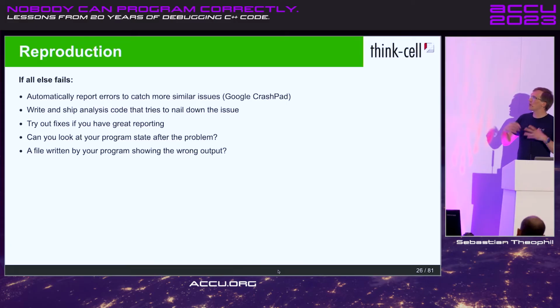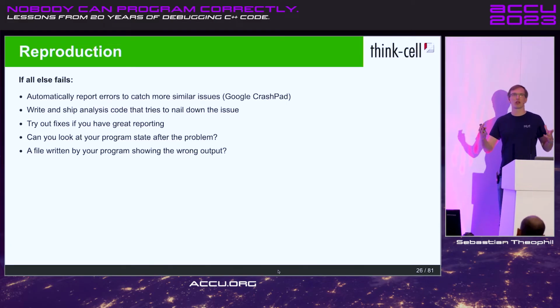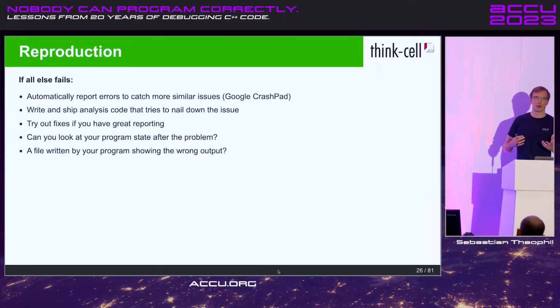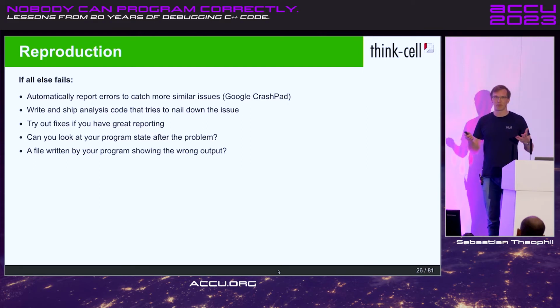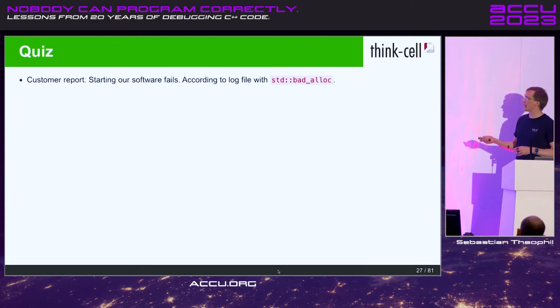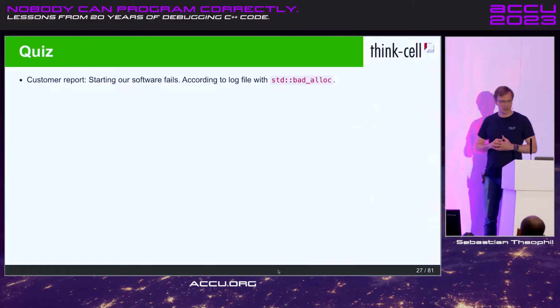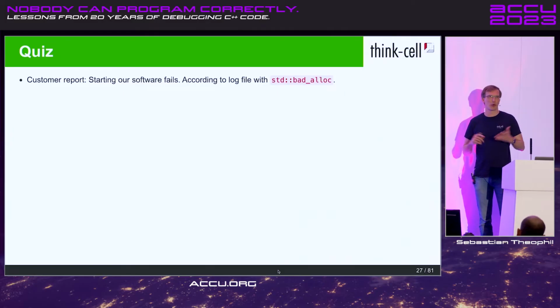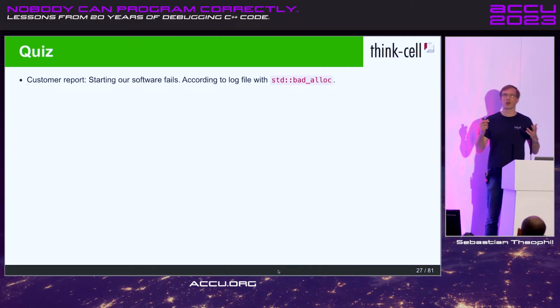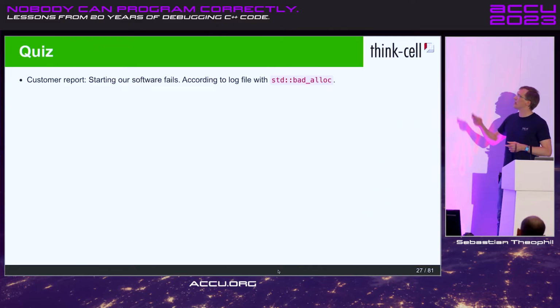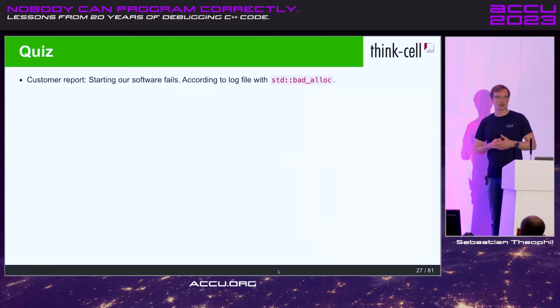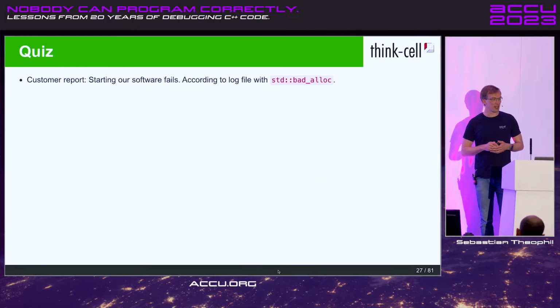Maybe you can only look at the program state after a problem occurred. Or maybe you can look at program output after a problem occurred and then walk your way backwards to the problem. And that's the next quiz. So we had a customer report. Well, our software doesn't start. Okay. We could look at the log file. And the log file said there was a bad alloc exception. Now we could also look at our bug database.